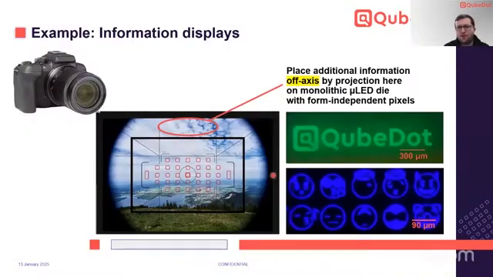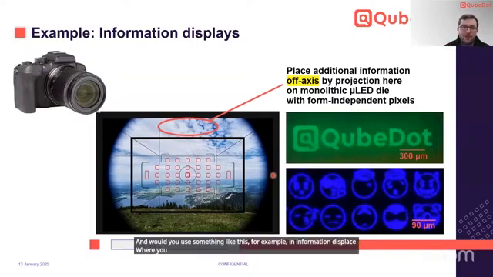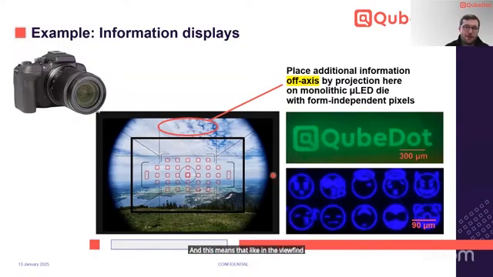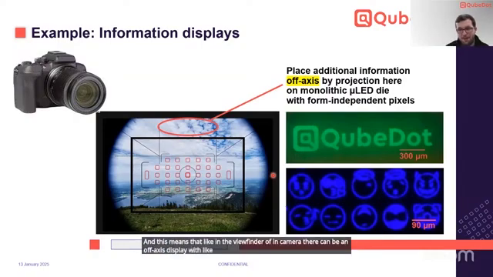Where would you use something like this? For example, in information displays, where you have these special kinds of emitting pixels, where such a pixel is a complete letter or a symbol. This means that, like in the viewfinder of a camera, there can be an off-axis display with recurring symbols in the end.